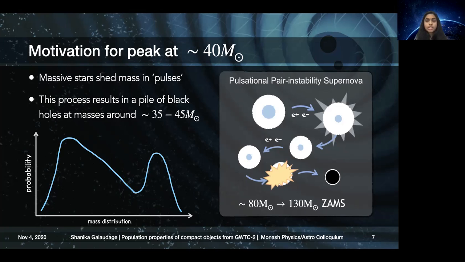And so you're producing a lot of black holes at around this mass range, and this mass range is around 35 to 45 solar masses. So we expect a pileup of black holes at these masses. So if you have a mass distribution, we expect to see some sort of peak-like structure in the mass distribution to represent this pileup of black holes. So this is another thing that we look for using our models.